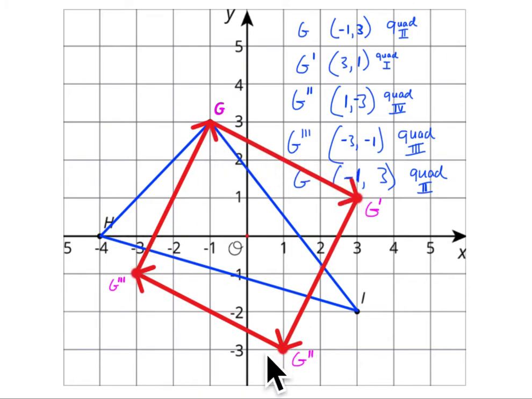If you connect the points, you're always going to get a square. You have to, because you're moving 90 degrees. You're doing 90-degree rotations.